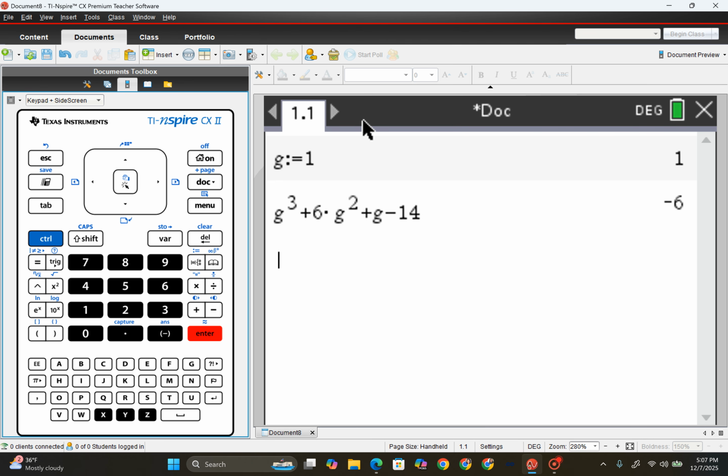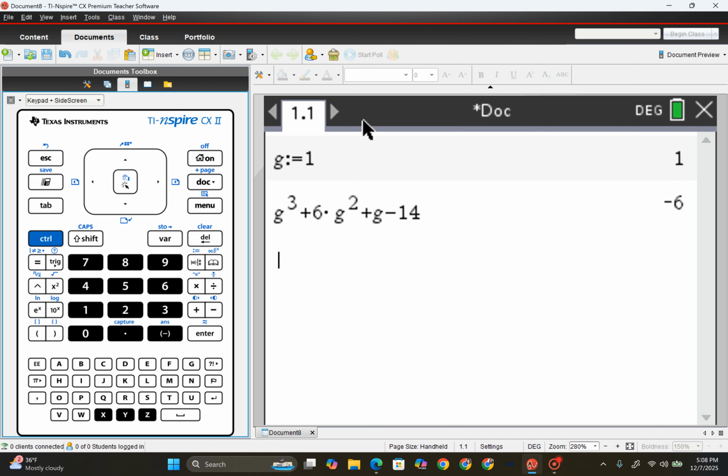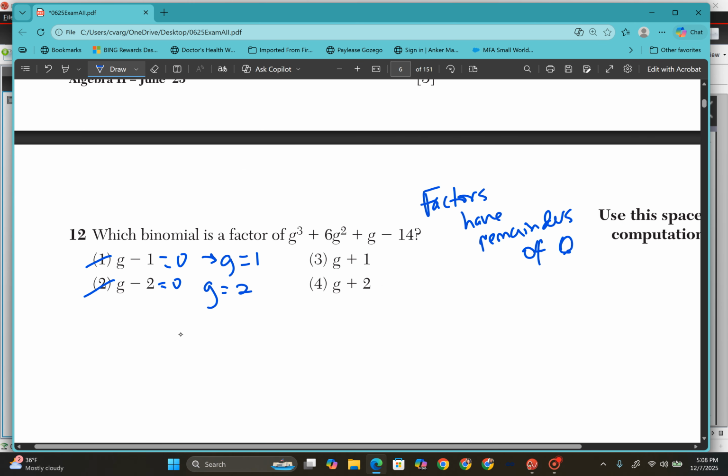All right, so now I want to go to the next one. Okay, so I know it's not 1. Let's plug this equal to 0, and I get g is equal to 2. So watch, I can just go up here. I can grab this, change my 1 to a 2. Cool. I can go up and grab this baby. Hit enter, and if I get 0, I'm done. Oh, man. Okay, so I'm not done yet.